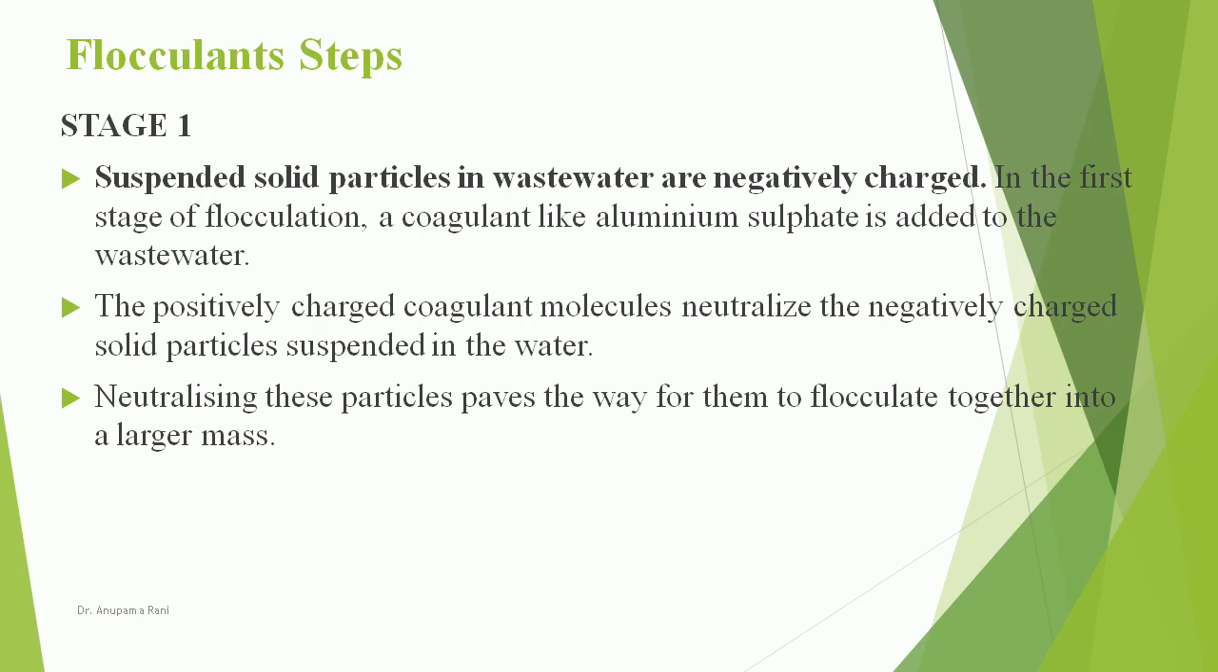In the first stage of flocculation, a coagulant like aluminium sulfate is added to the wastewater. The positively charged coagulant molecules neutralize the negatively charged solid particles suspended in the water. Neutralizing these particles paves the way for them to flocculate together into a larger mass.